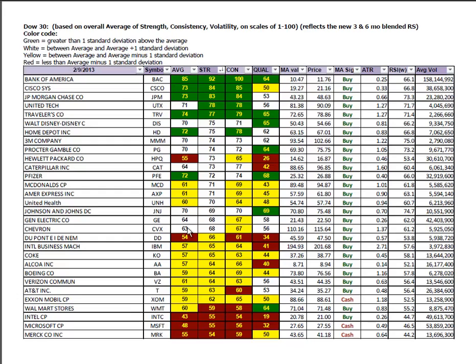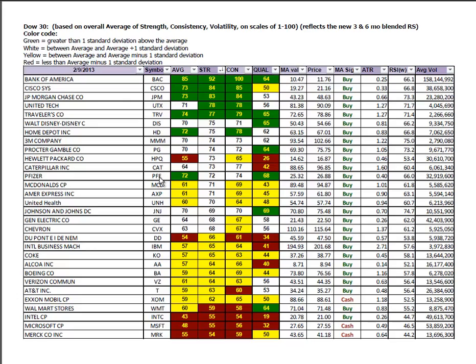Looking at the Dow 30 based on the same lens: Bank of America, Cisco, JP Morgan, United Tech, and Travelers. So three out of the five are still financials. United Tech coming on strong. Hewlett Packard still remains in the top third, so early in its strength. It's white on strength and red on average score.